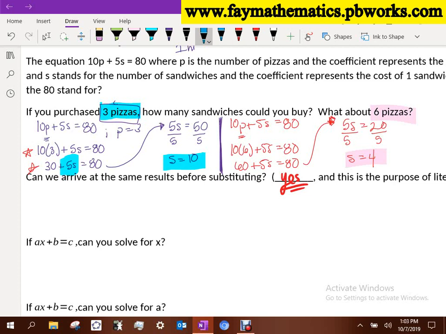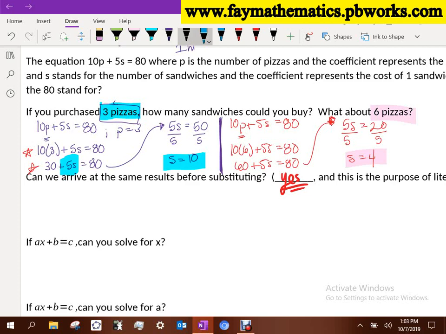I don't want to do this. If I want to know, how many sandwiches can I buy when I buy no pizzas? How many can I buy when I buy 1 pizza, 2 pizzas, 3 pizzas, 4 pizzas, 5 pizzas, 6 pizzas, 7 pizzas, or 8 pizzas? I don't, because there's 8 situations there. Okay? I don't want to have to solve an equation every single time that I want to figure out how many sandwiches I can buy. Does that make sense? We just went through 8 different times. There should be something that allows me to do it quicker. Okay? And that's what literal equations allow for.